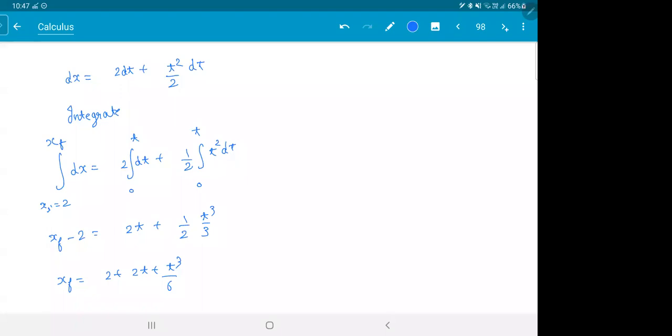So this thing looks quite different from that ut plus half at square thing. This is what was asked in the exam. Find the position as a function of time. Now, the numbers might have been a little different, but the model was the same. You have to double integrate.